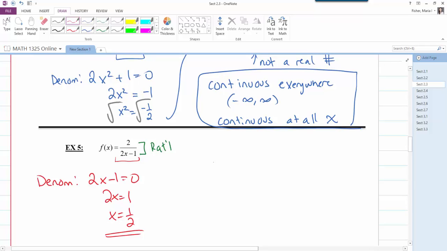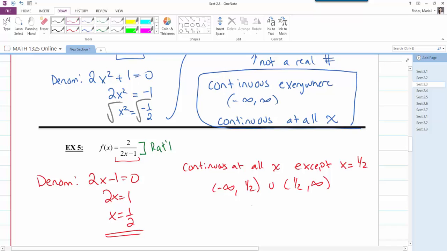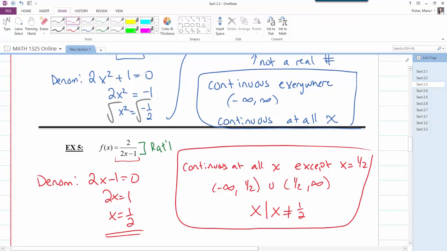So how do we answer this question? We are continuous everywhere except x equal 1/2. If we have to put this in interval notation, we would say negative infinity to 1/2 union 1/2 to positive infinity. Or it would just be x such that x doesn't equal 1/2. Continuous at all x except for x doesn't equal 1/2. Any of those is correct.